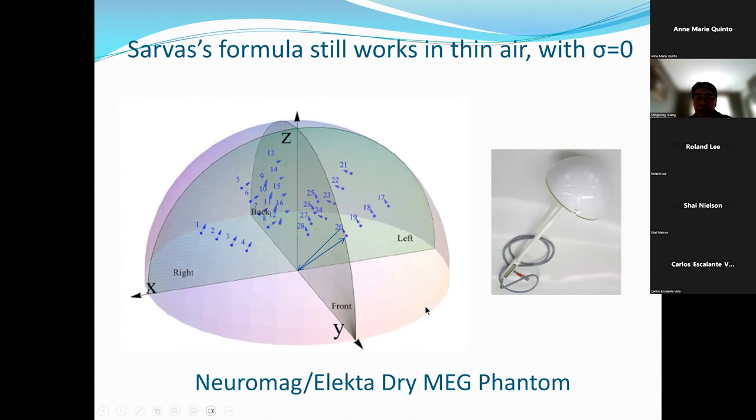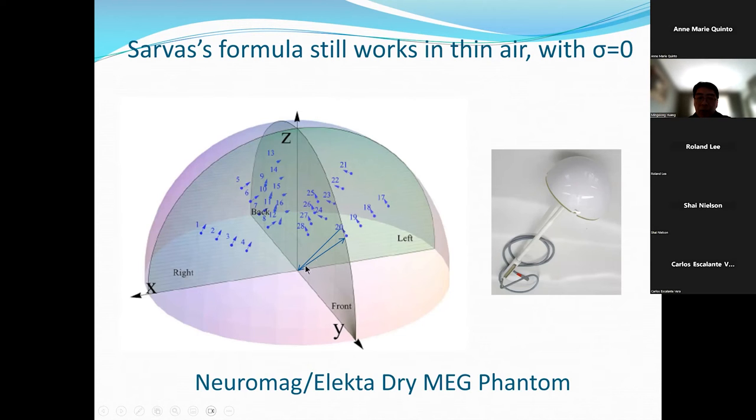So in this phantom, there's no conductivity. When conductivity is zero, the Savart formula still works. What's inside this spherical head phantom is a circuit board, filled with hot air, nothing else. In the circuit board, there's a whole bunch of those current dipoles.